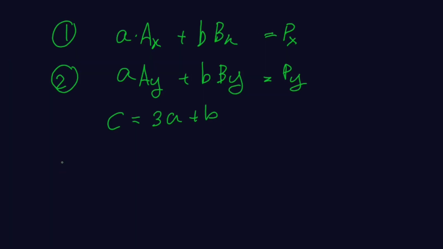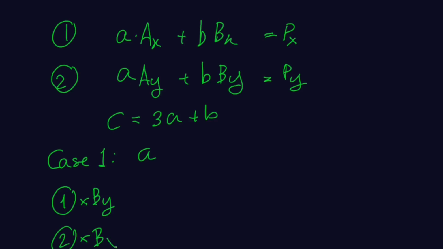So we will first calculate the first case. Calculate for A. We do that by trying to eliminate the B term, and that's done by making sure that the coefficients of B are the same for both equations so that we can subtract them and the B is gone. So we will multiply equation 1 by By, and then we multiply equation 2 by Bx.